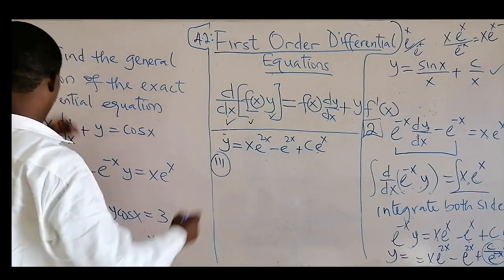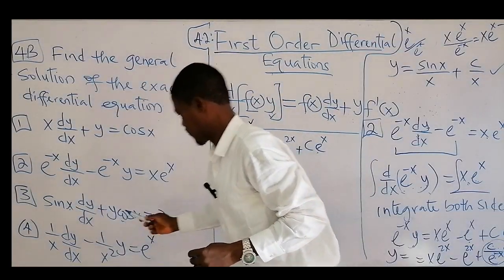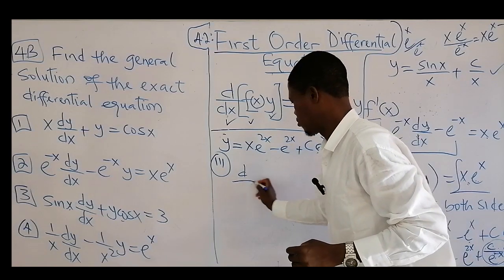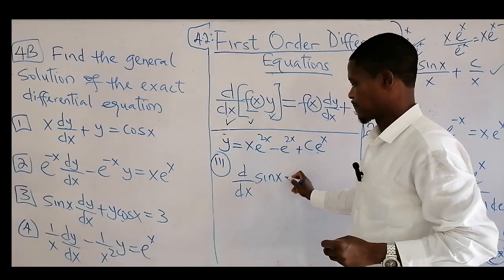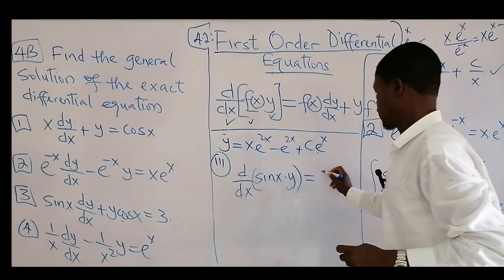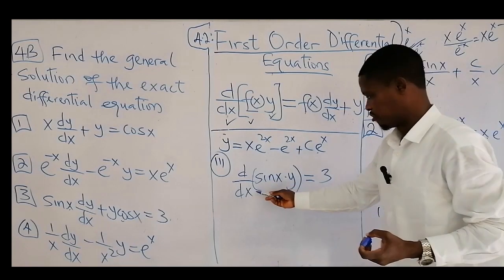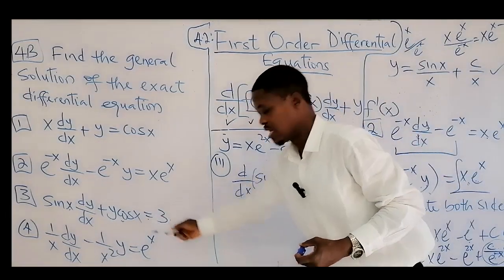So that's that on this question, and that will take us to the third question. The third question, we check it. We have d/dx of sin x times y equal to 3. If you use your product rule, you can experiment and see if it's going to give you back the question.